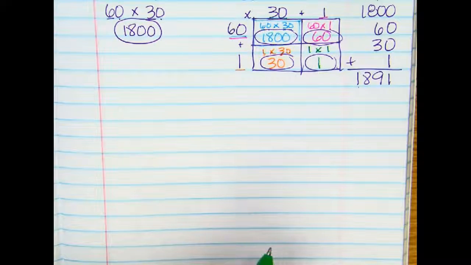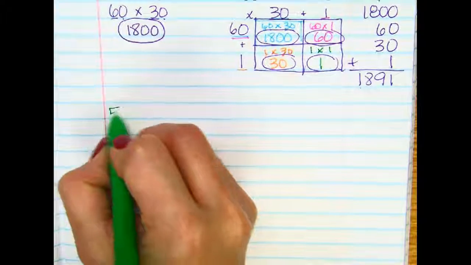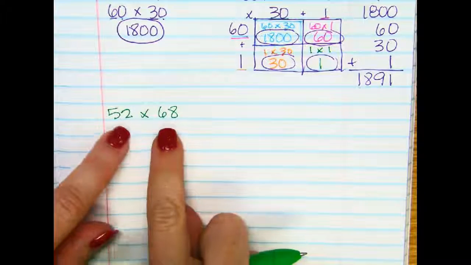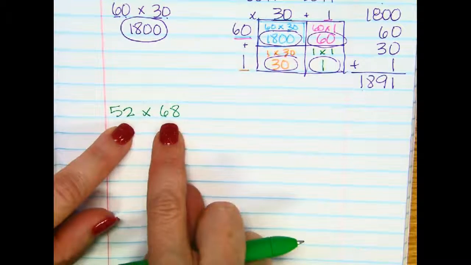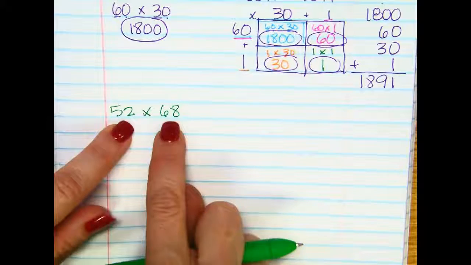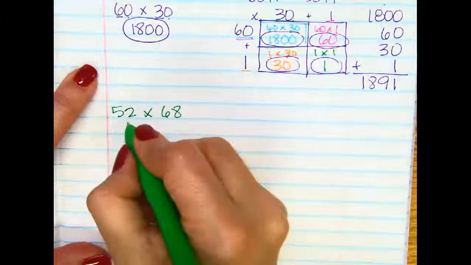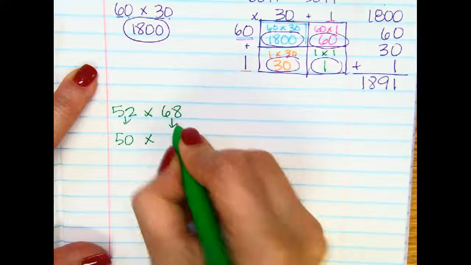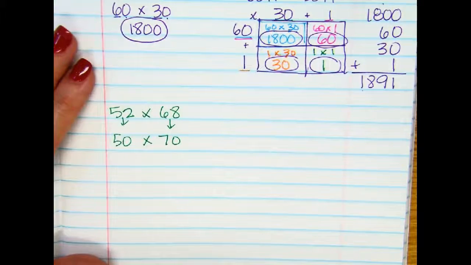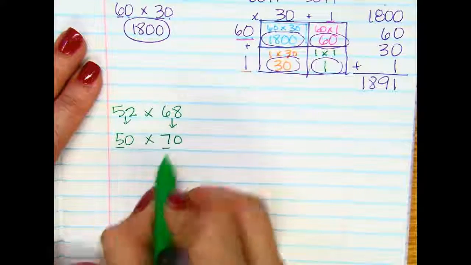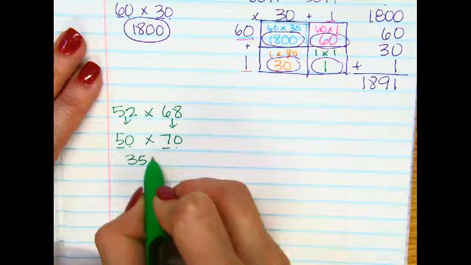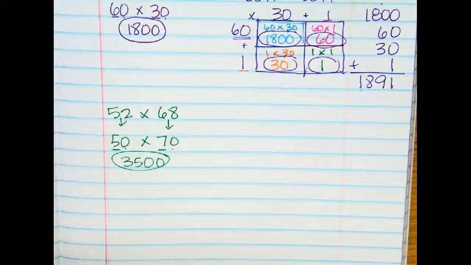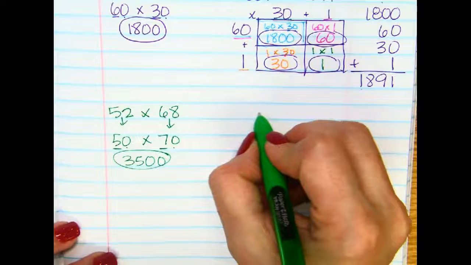Okay, the next problem I'm going to give you is 52 times 68. Now one method, again, is to round both of our factors to the nearest 10 since we're working with tens numbers. So this would round to 50. This would round to 70. So 50 times 70, our basic fact is 35 with 2 extra zeros, so 3,500.